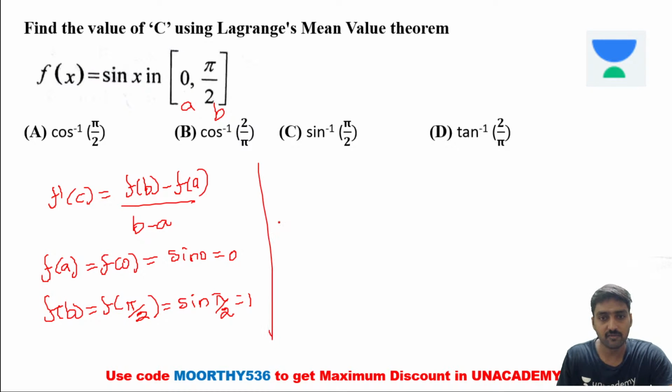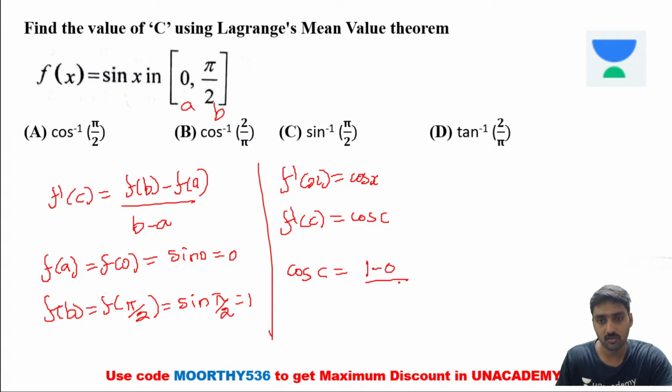Now f dash of x is equal to cos x, so f dash of C is equal to cos C. Substitute as per the formula: cos C is equal to f of B minus f of A, that is 1 minus 0, divided by pi by 2 minus 0. So cos C is equal to 2 divided by pi. What about C? It's cos inverse of 2 divided by pi.